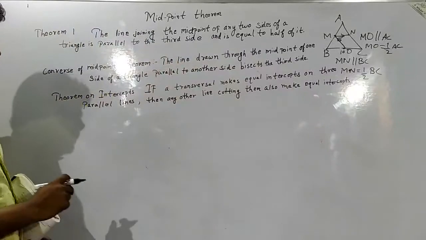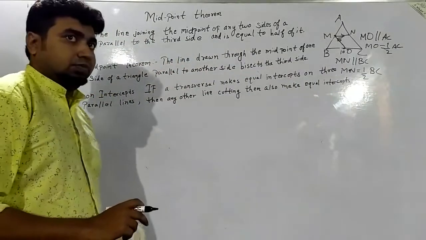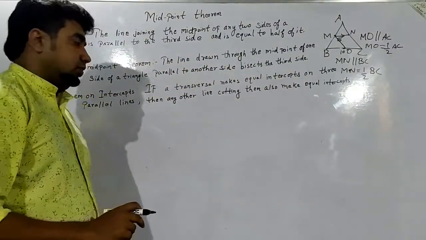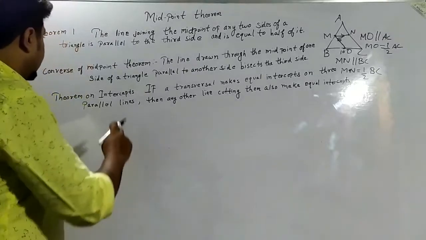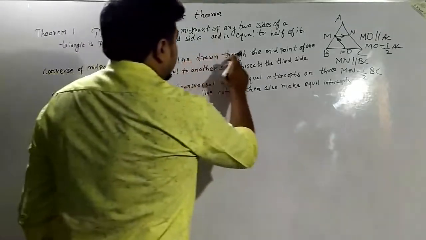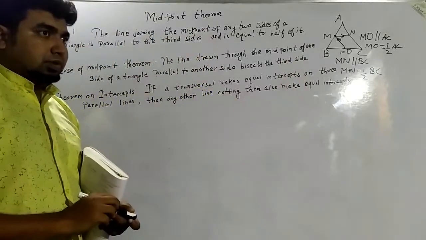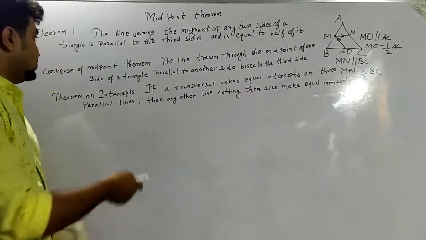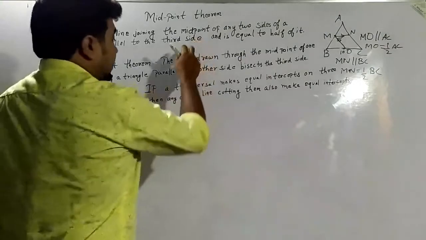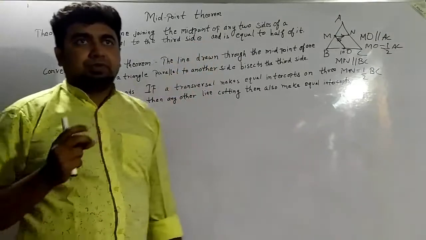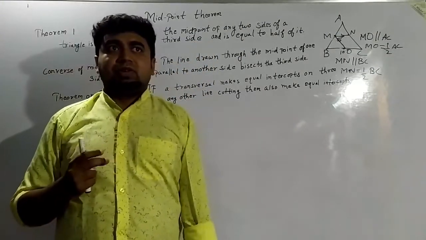So the converse of the midpoint theorem. The converse of the midpoint theorem states that the line drawn through the midpoint. Now we'll be discussing the converse of the midpoint theorem. So the converse of midpoint theorem states, but what is the meaning of converse? First of all we'll be discussing what the meaning of converse is.